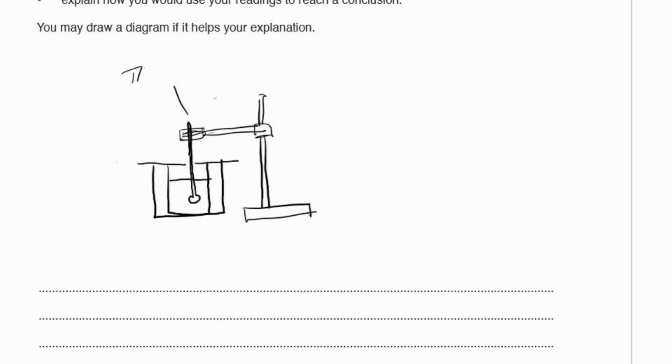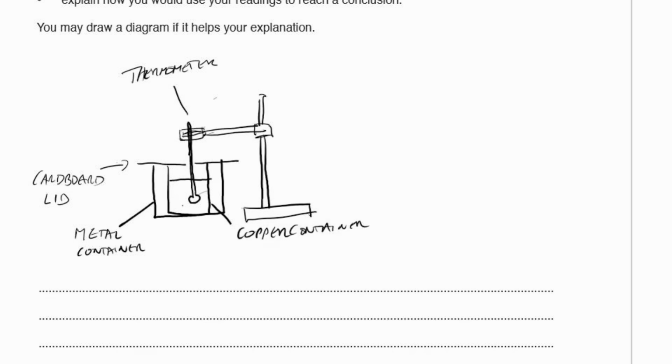So here, thermometer. Here, cardboard lid. Here we have the metal container. Inside here we have the copper container. Here, of course, we have water. What would the experiment be without water? Over here we have a clamp stand and boss. Alright, that should be absolutely fine for our experimental setup.